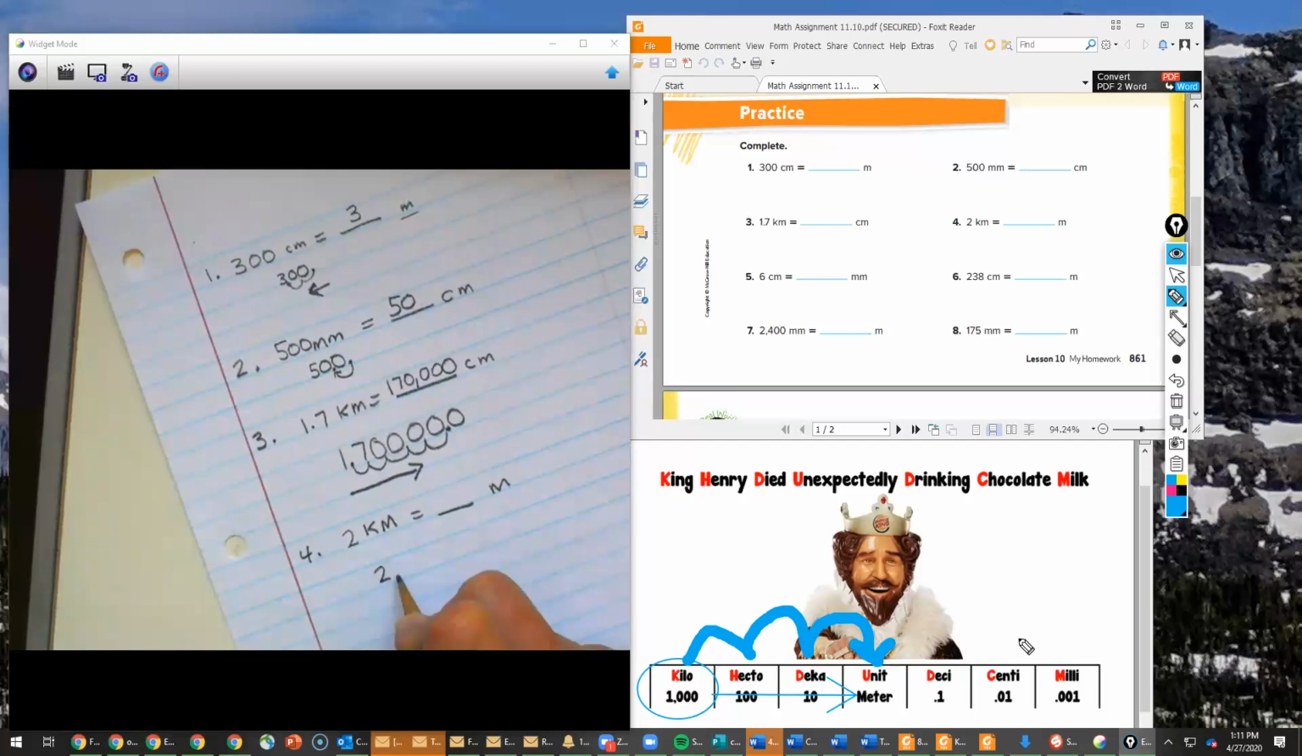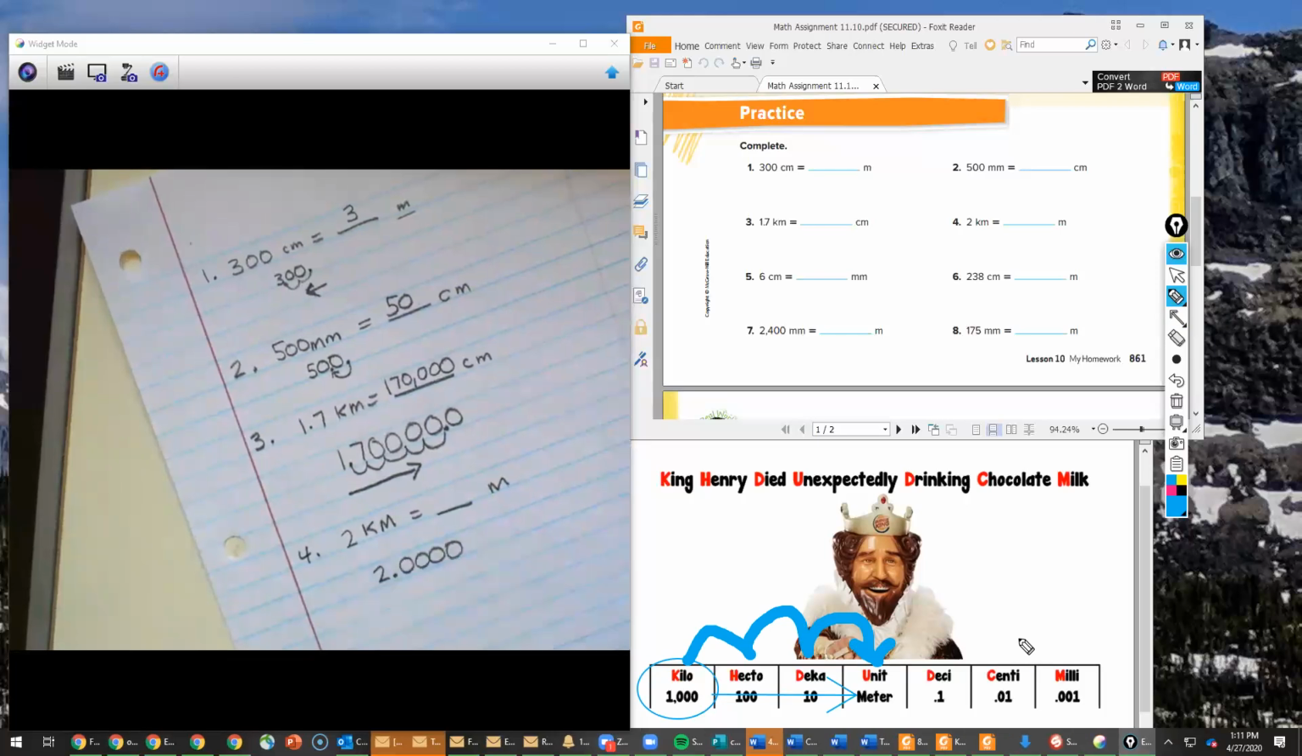I don't have a decimal here, so I'll just add a decimal. And I'm also going to add some zeros so I can move. Remember, it doesn't matter how many you have. You can always add more if you need to. I'm going to be moving to the right 3 spaces. 1, 2, 3. So now my 2 kilometers has turned into 2,000 meters.